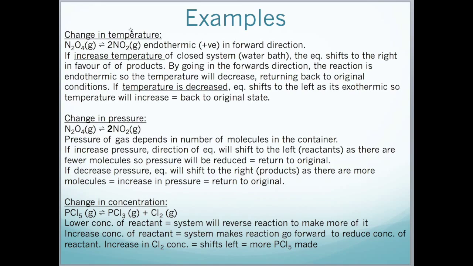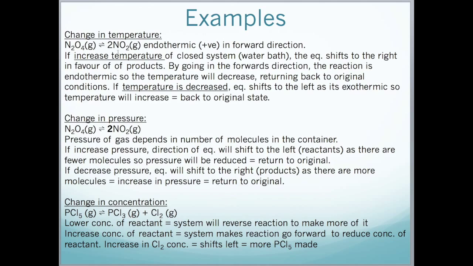And this is because the forward reaction is endothermic, which means that it will reduce the temperature, trying to go back down to the original conditions. If we try to decrease the temperature for this reaction, the equilibrium will shift to the left because the backward reaction is exothermic, which means that this will lead to an increase in the temperature back to the original state.